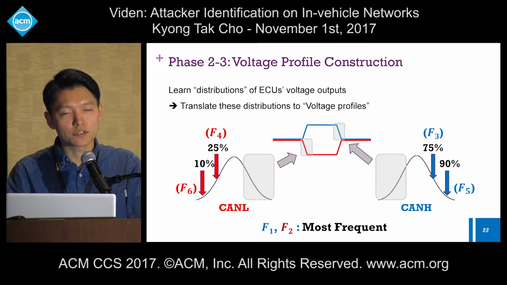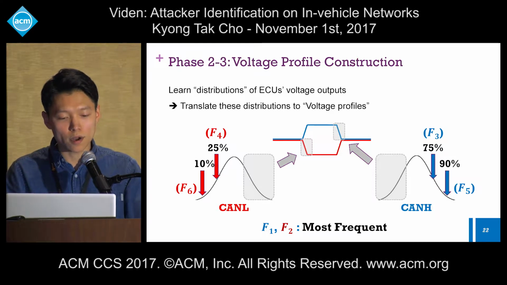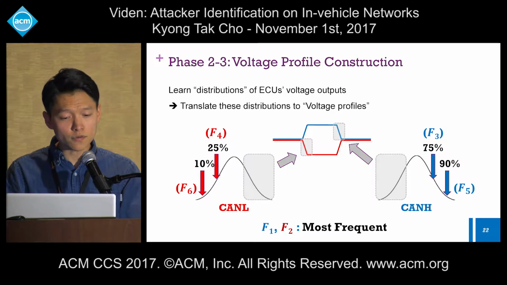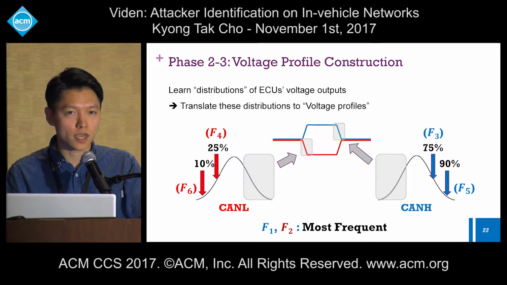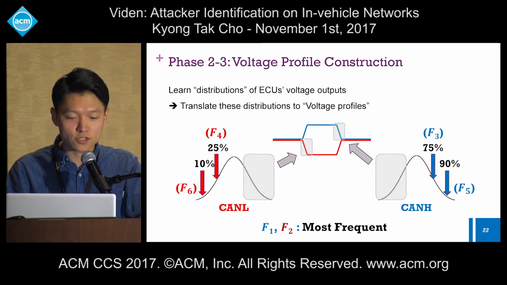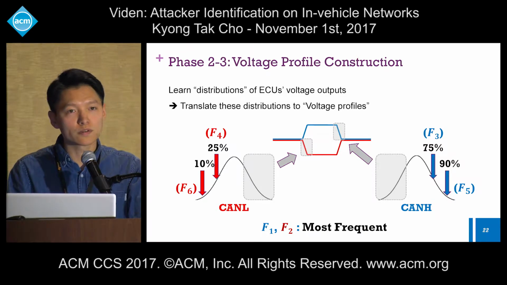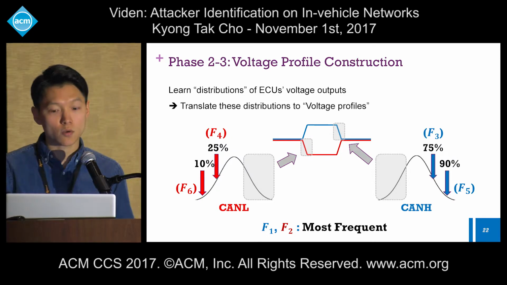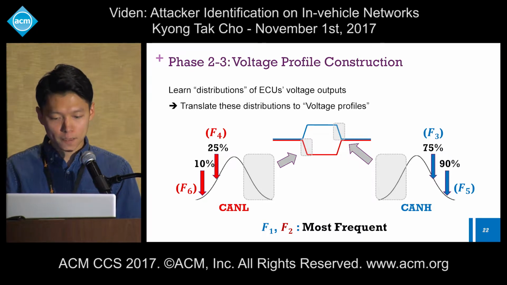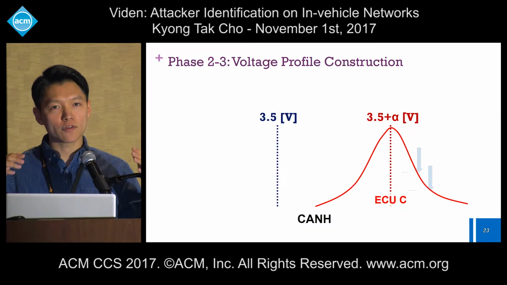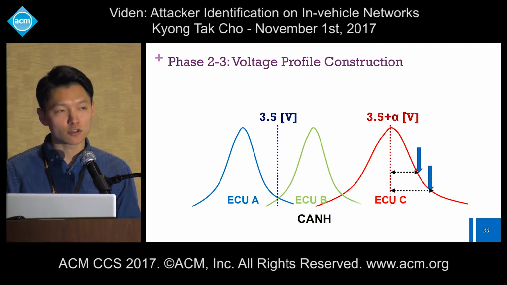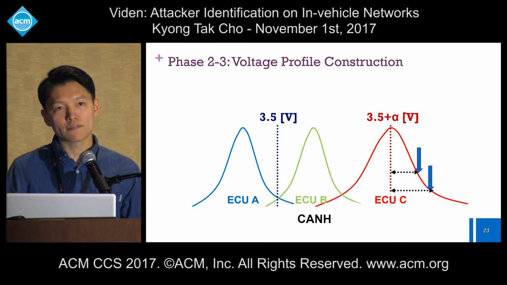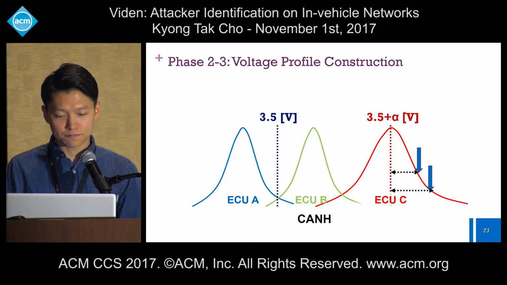And we also look at the dispersions, say the lower percentile of CANL and the higher percentile of CANH. The reason why we don't look at the high percentile of CANL and the low percentile of CANH is because those values would have been output while they were trying to transit between a 0-bit transmission and a 1-bit transmission. So by looking at the dispersion of how their voltages are output, meaning looking at the distributions, we can figure out which ECU might have output these kinds of messages.